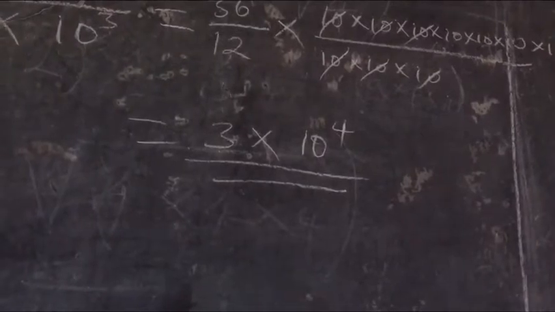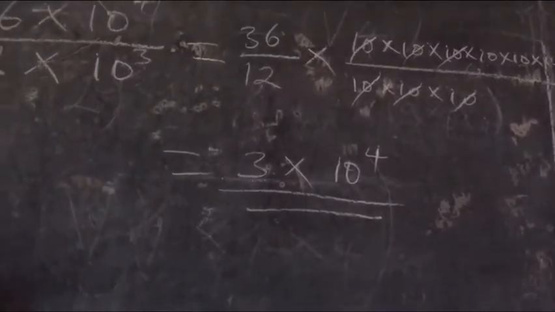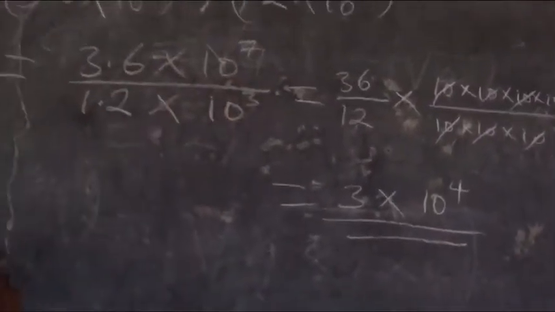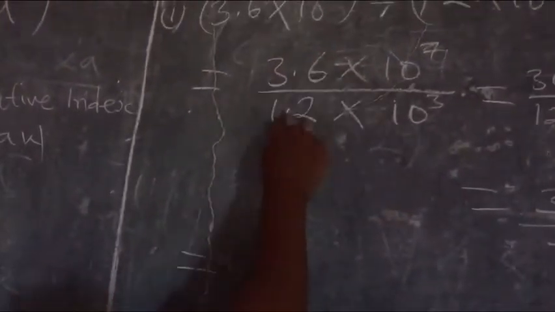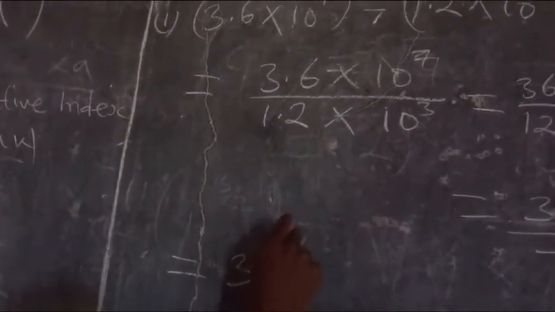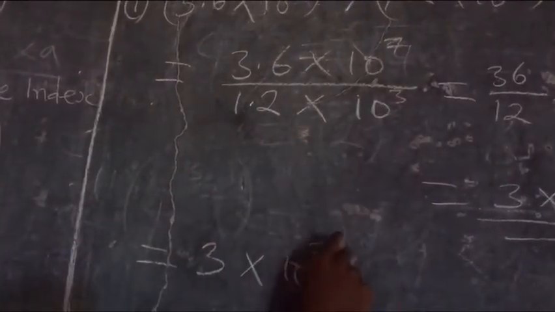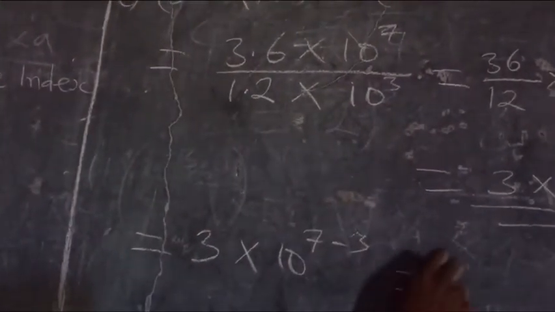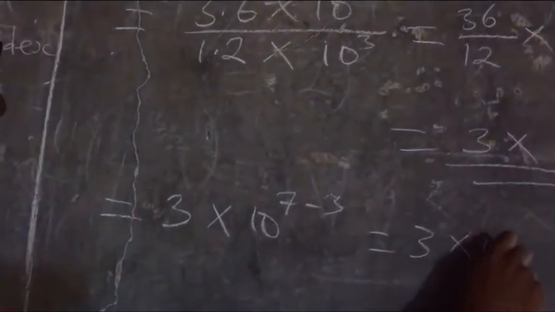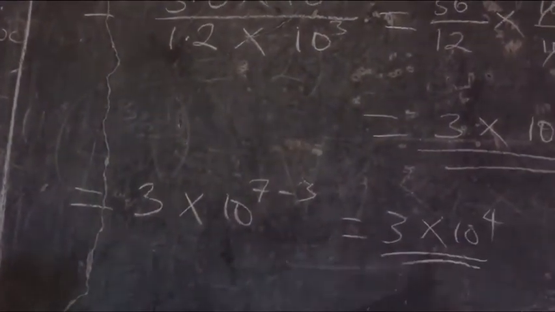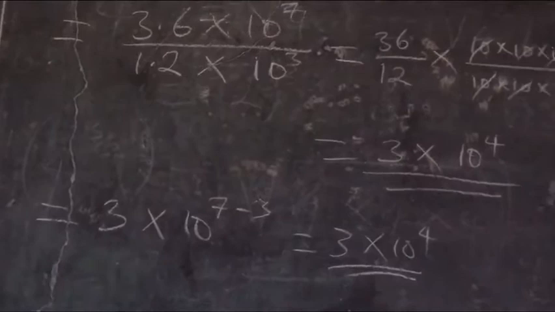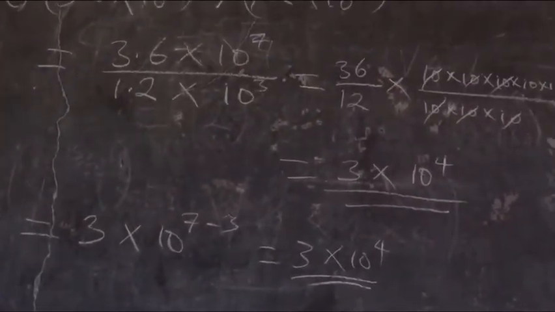If you don't want to go like this, if you use the law of indices, from here we can say this divided by this, I will get 3. Then I will do times 10 raised to the power 7 minus 3. Then I will get 3 times 10 raised to the power 4, using the number 2 law.